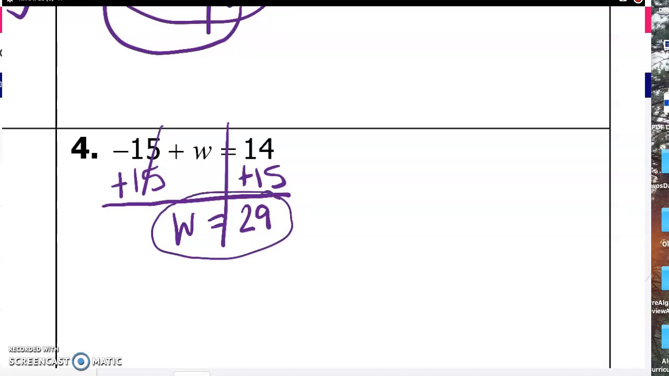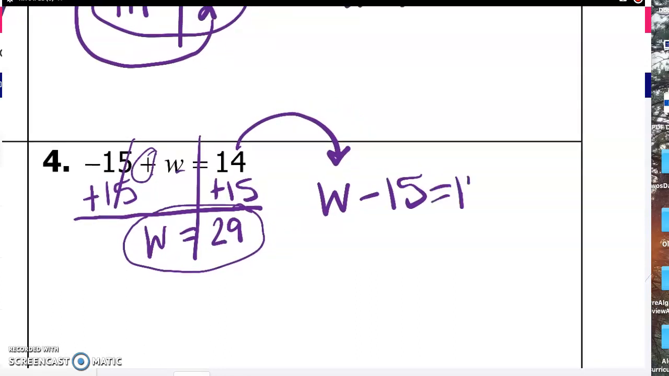The other thing you could do is you could rearrange how it's written. You could change this to W minus 15. Now, where did the plus sign go? Well, the plus goes with the W, so I don't need to write a plus sign in front of that W. I can just know that it's positive. And then it's a negative 15. We don't write plus negative, we just write minus. So W minus 15 equals 14.